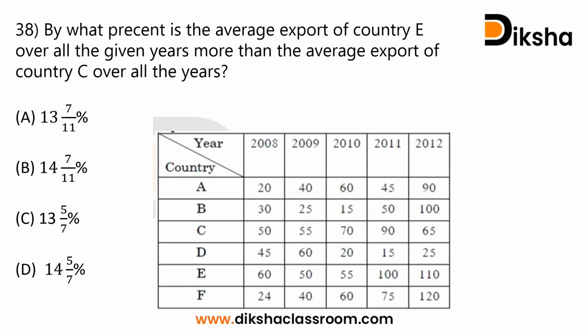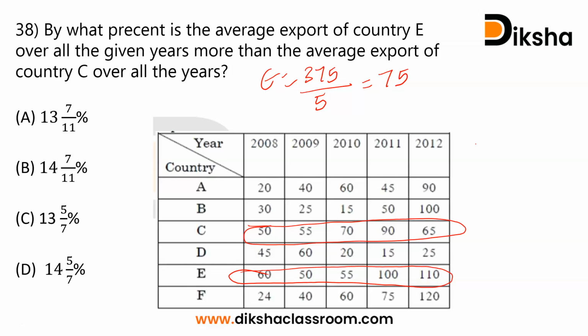By what percent is the average export of country E over all the given years more than the average export of country C over all the years? To find this, we have to find the average export of country E over all the years and the average export of country C over all the years. First we will see the average export of country E. When we add the values of E, we get 375. To get the average, we divide by the number of years, 5. 375 by 5, you get the average export as 75 crores. Next, when it comes to C, you get the total value as 330.